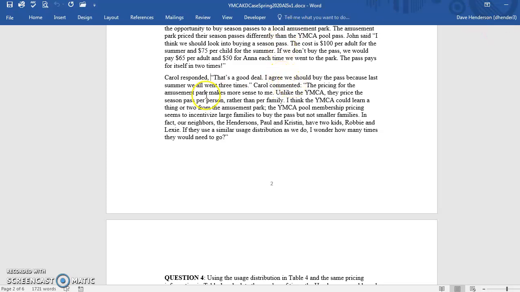Carol commented, "The pricing for the amusement park makes more sense to me. Unlike the Y, they price the season pass per person rather than per family."